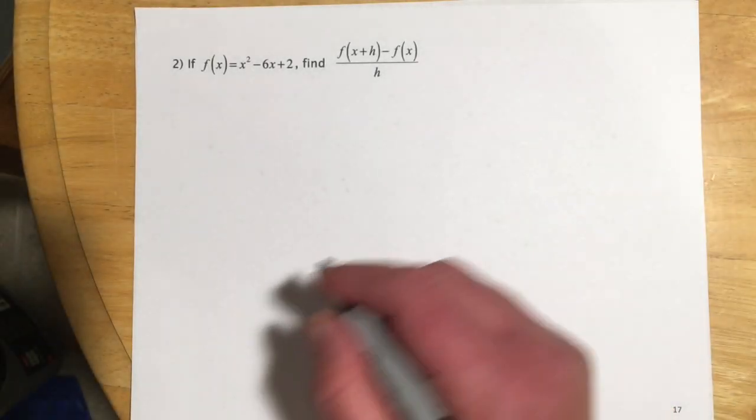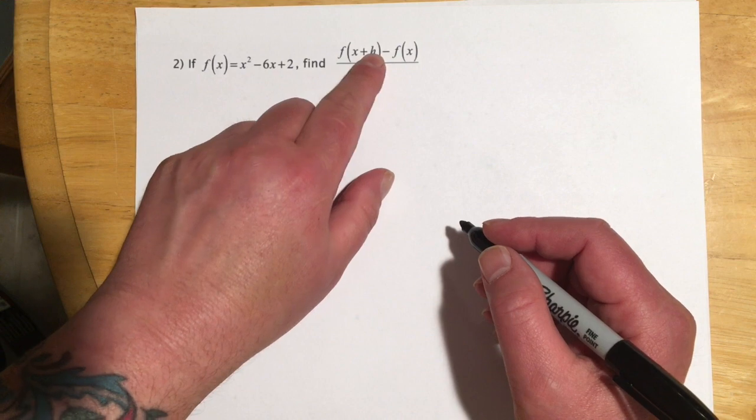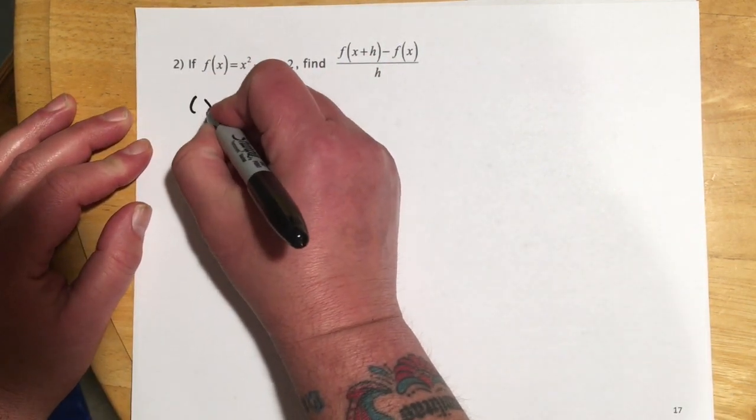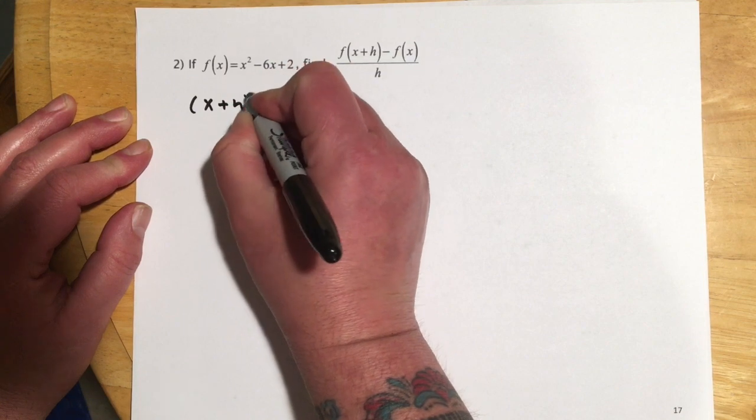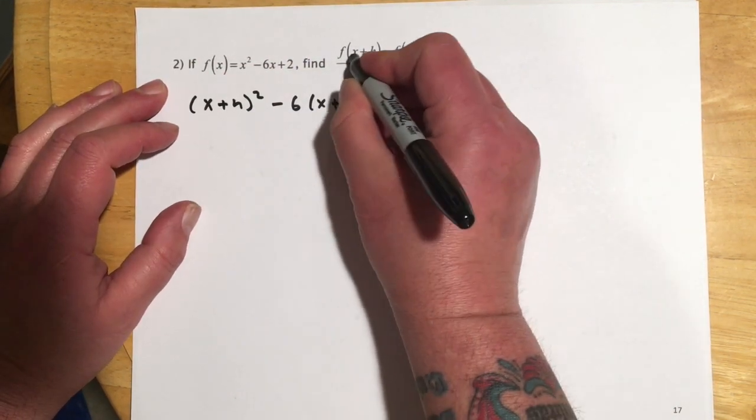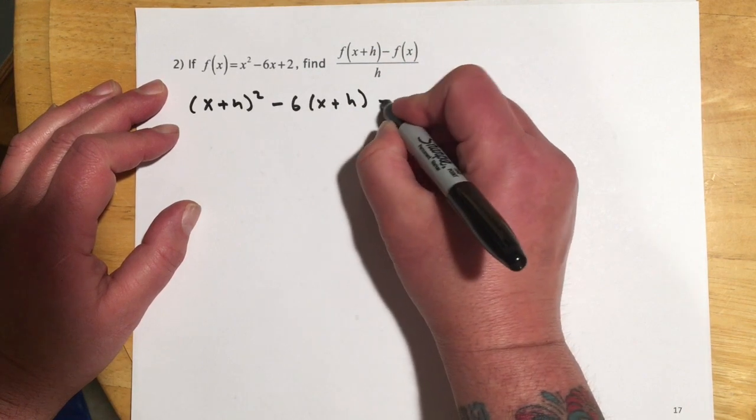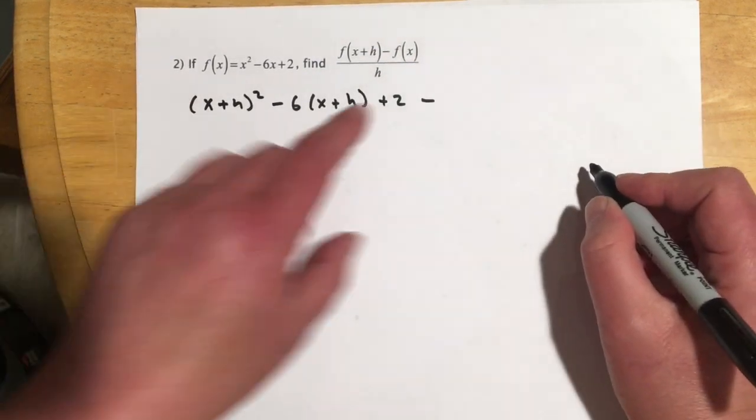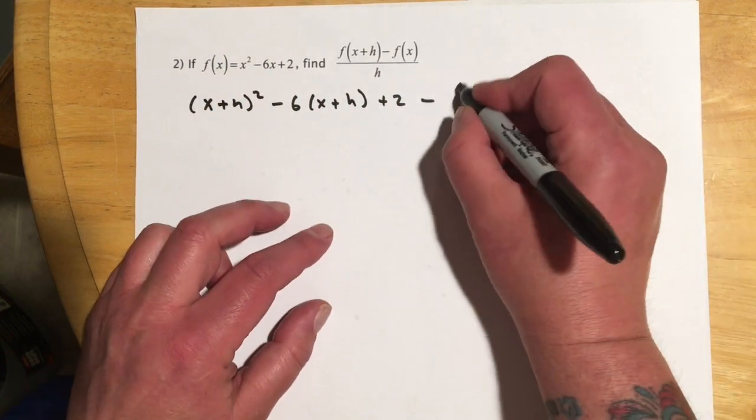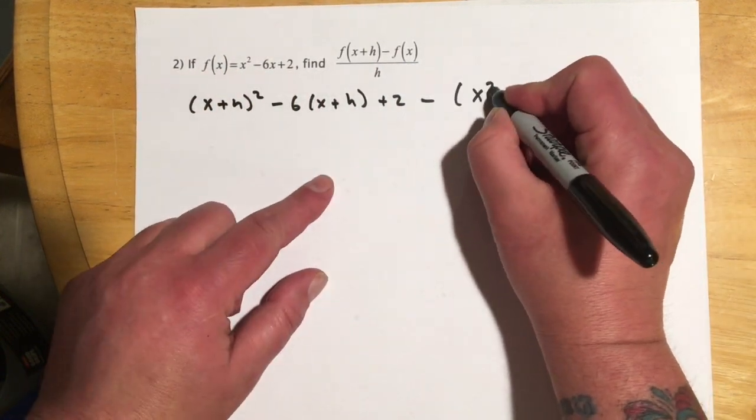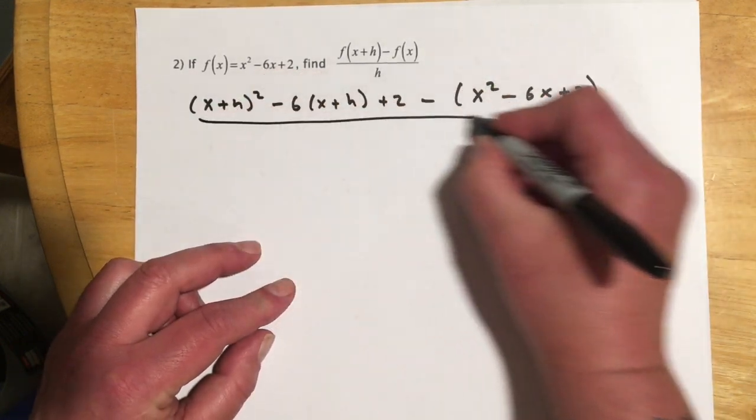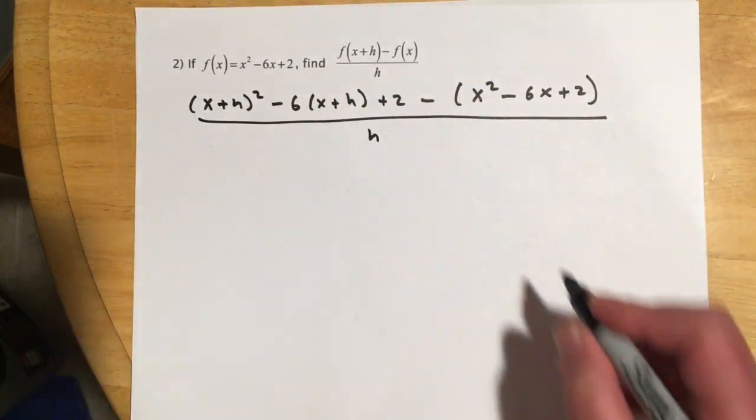Okay, number 2 is a difference quotient. Remember, this is where I put in the x plus h into this function. So it'll look like x plus h squared minus 6 times x plus h again, because anywhere there's an x gets an x plus h, plus 2. And then we subtract f of x, and this is f of x, the original. And important to get those parentheses around it. And then that's all divided by h.